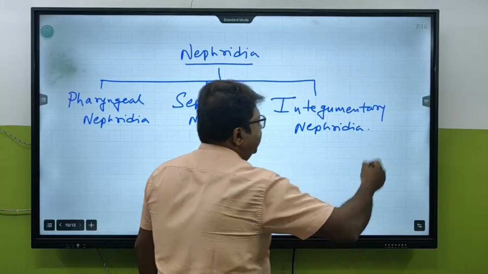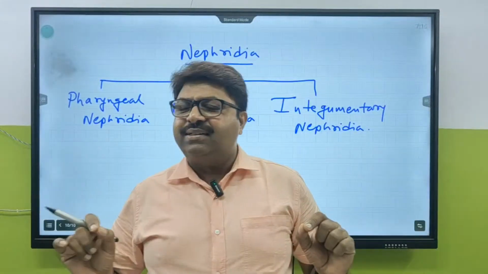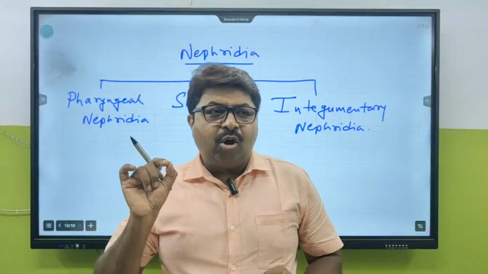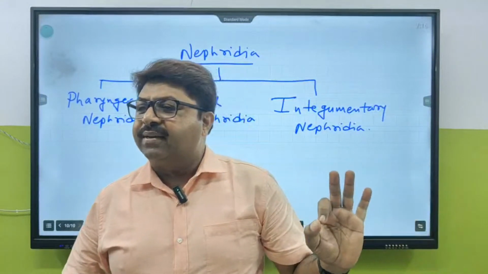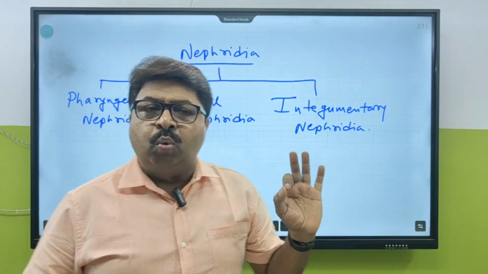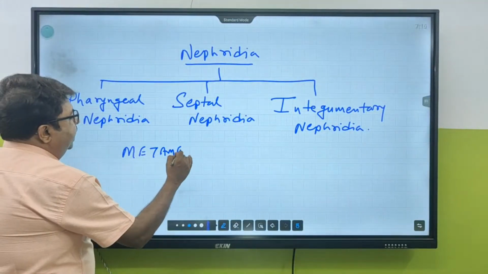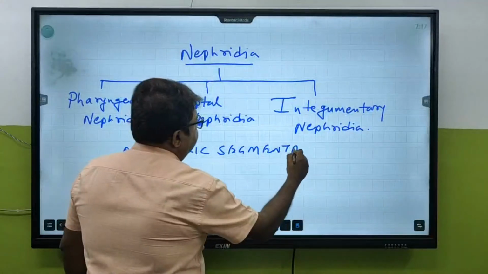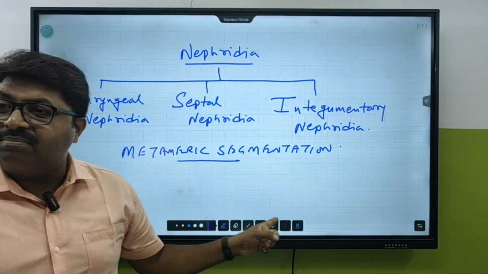What is that segmentation called, where every segment contains some of the organs in a repeated fashion? Metameric segmentation. So what do annelids show? They show metameric segmentation. Is this clear? Very, very important.